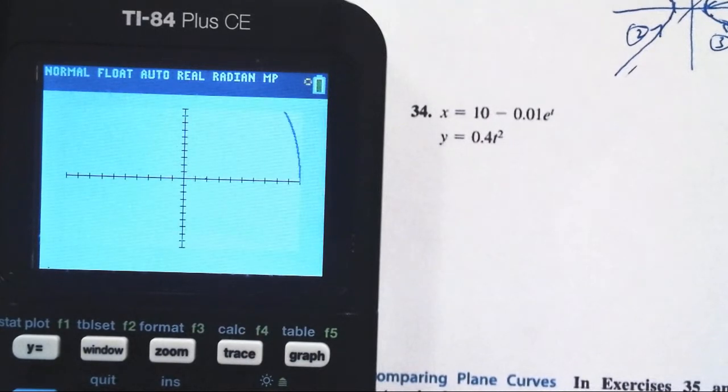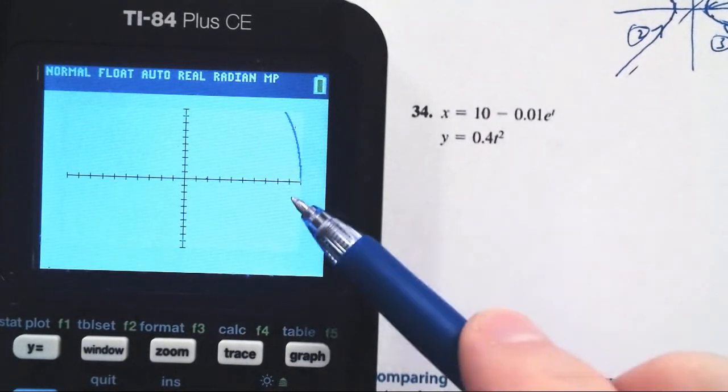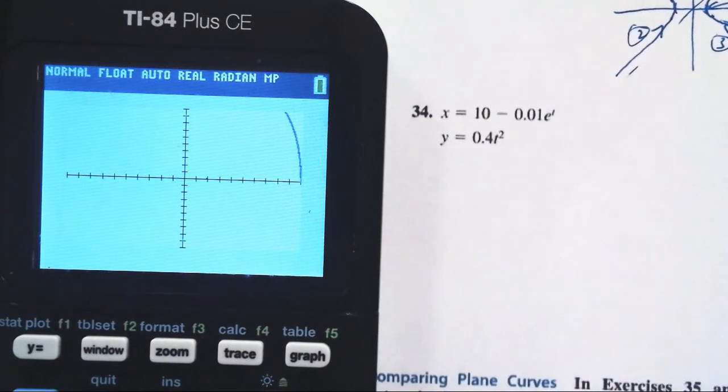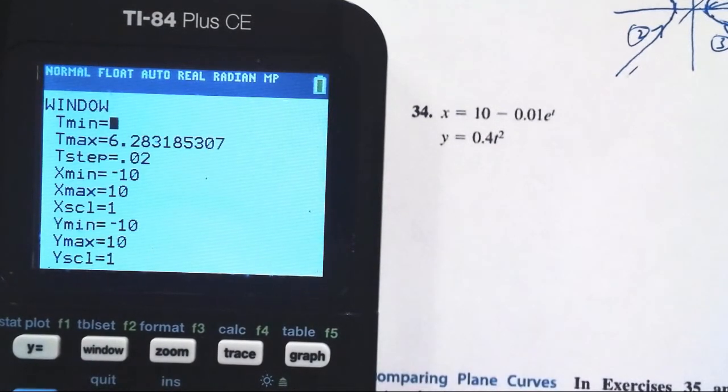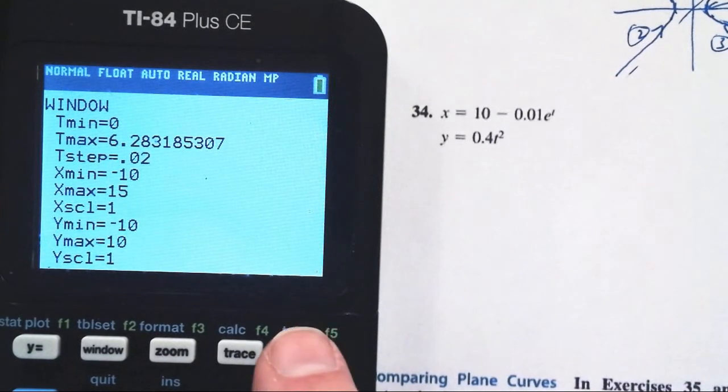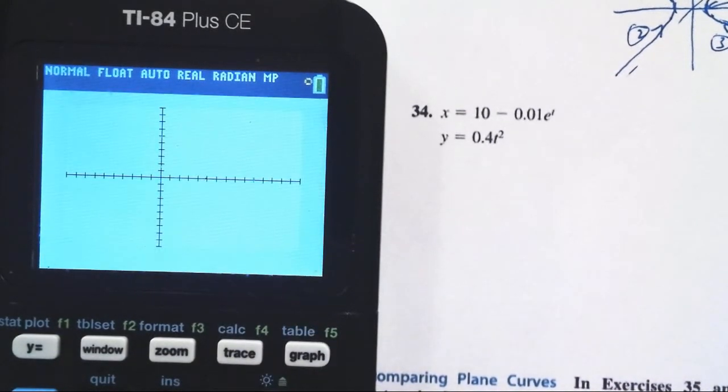Well, that's pretty ugly. It does seem to really like being over at 10 here. So I'm just going to play around for a little bit. I'm going to go to window. Let's go beyond 10 and see what happens. I'm going to go to 15. If I graph this, boy, it loves being at 10. In fact, it looks like it's at 10, 0.